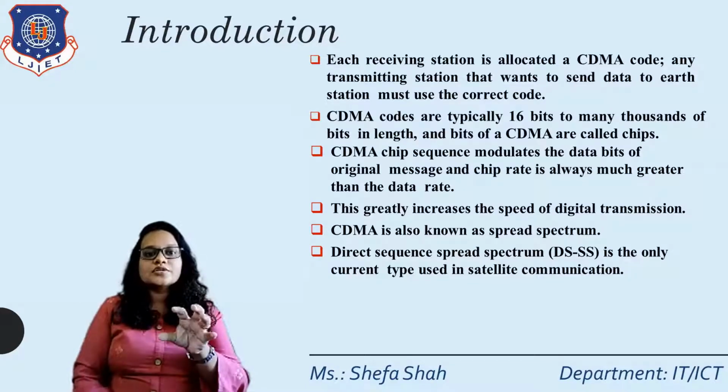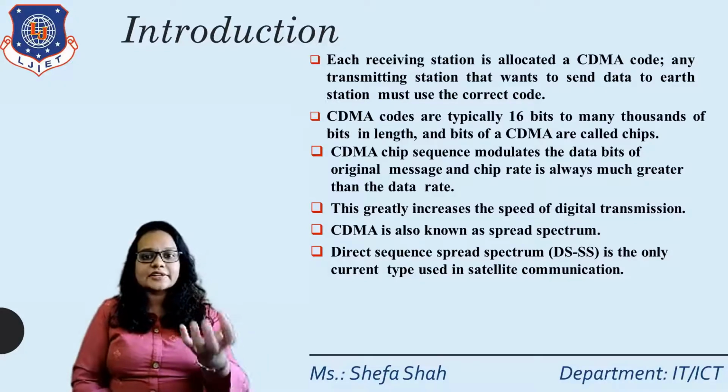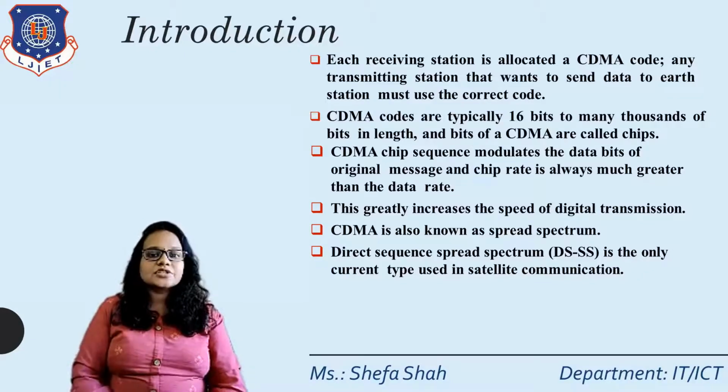So at the receiving side, the receiver station can detect that the particular code is allocated to this particular user. Any transmitting station that wants to send data to our station must use this correct code.